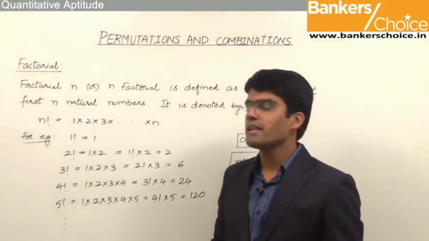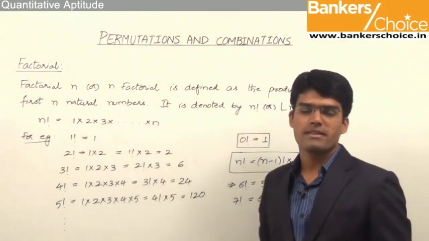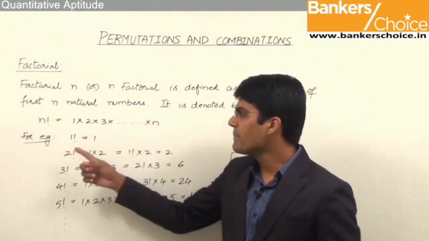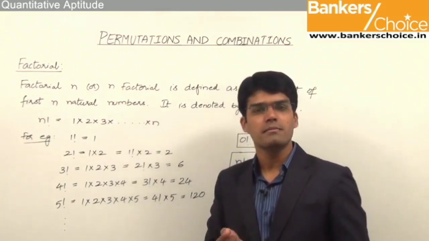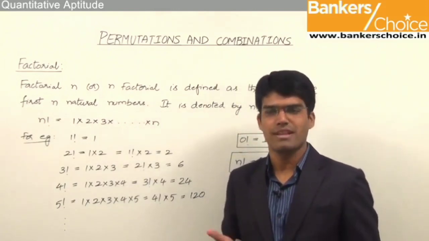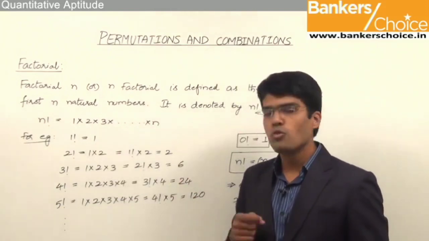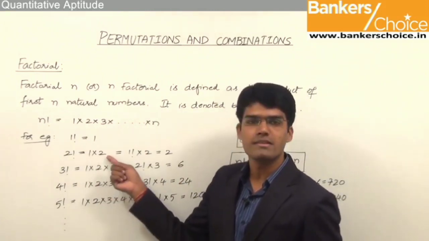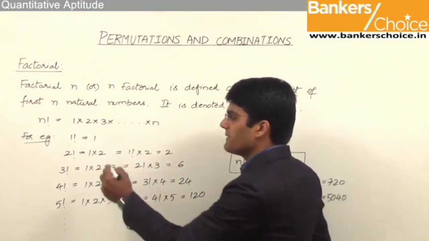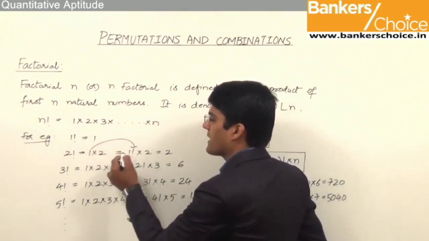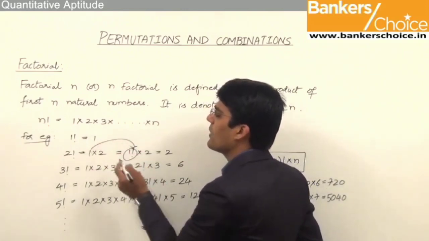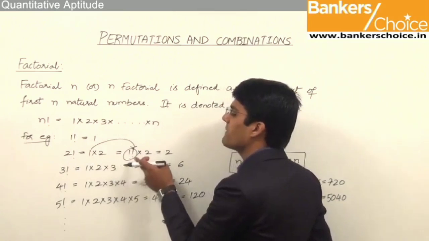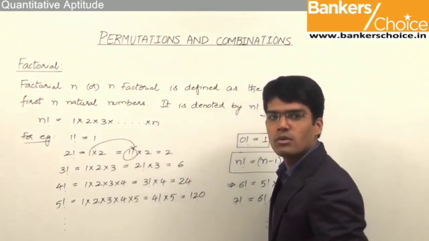So factorial of any number n is nothing but the product of first n natural numbers. For example, 1 factorial is nothing but the product of first 1 natural numbers. So that itself is 1 here. 2 factorial is the product of first 2 natural numbers. So 1 into 2, that is equal to 2. And if you observe, this 1 here can be taken as 1 factorial, or 1 factorial is nothing but equal to 1. So we can say that 2 factorial is 1 factorial into 2, which is again equal to 2.